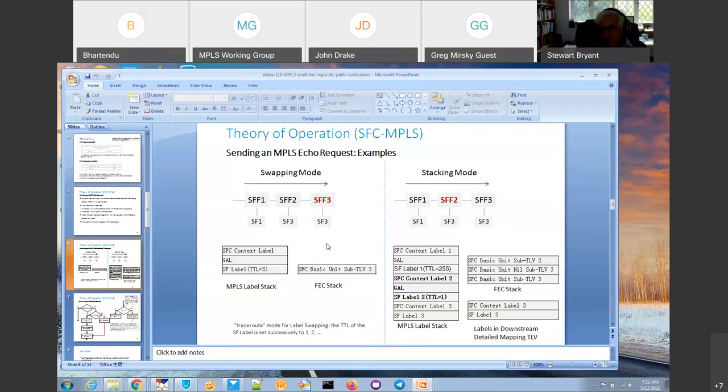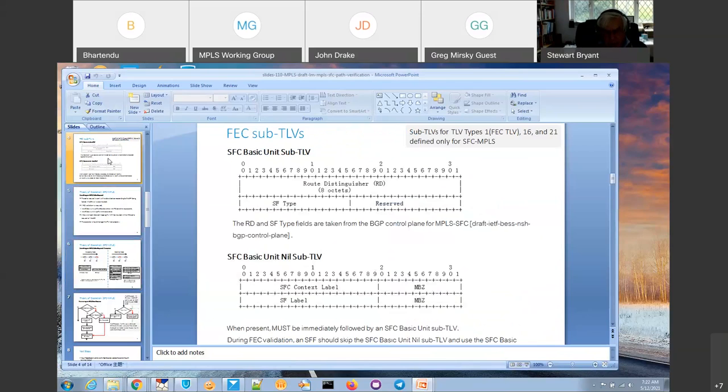Stewart? Yep. We actually have quite a number of bits that aren't used in the label field. Which are those? Yes, I only need a single octet. What, in the context label, you mean? Actually, in the SI label. Hang on a second. I don't see an SI label in this. Oh, I'm sorry. There's an SPI, and then there's an SI. Yeah. And the SPI, I think, is two octets, and the SI is one octet.